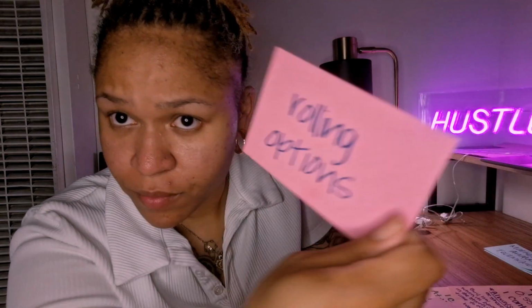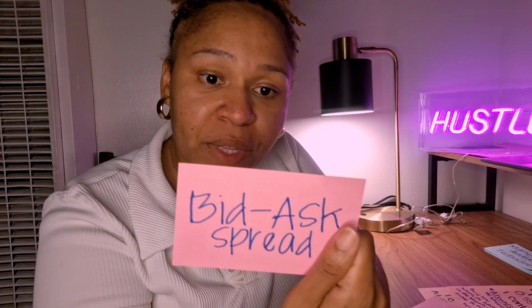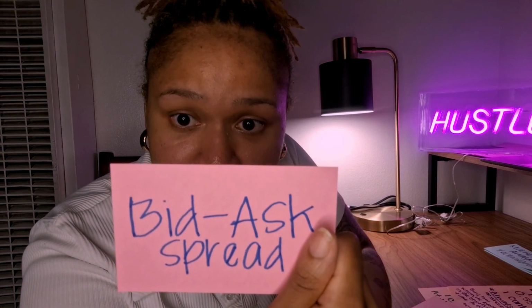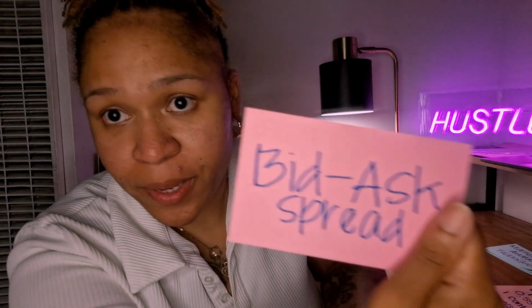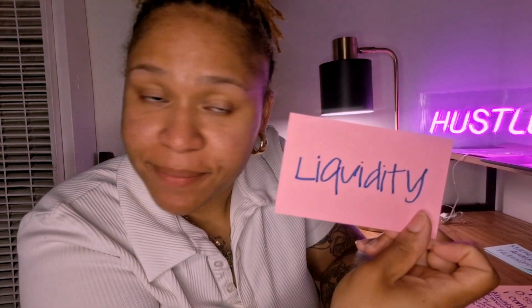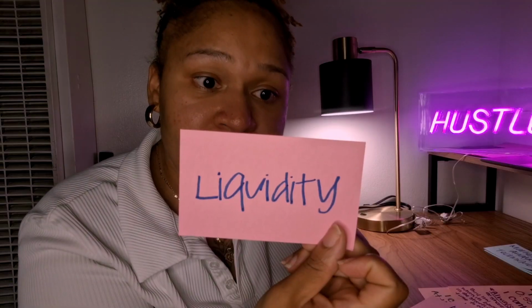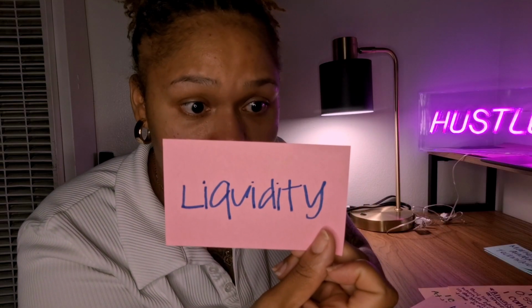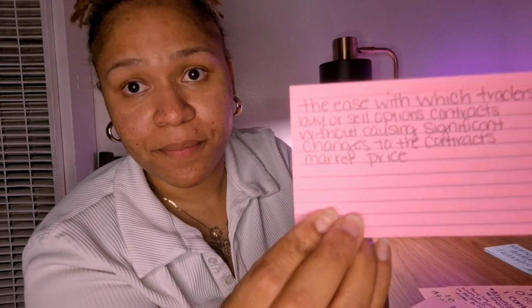Rolling options. Closing an existing option position and opening a new one, typically within a different expiration date or a strike price. Bid-ask spread. The difference between the ask price and the bid price for an asset in the marketplace. Liquidity. The ease with which traders can buy or sell option contracts without causing significant changes to the contract's market price.